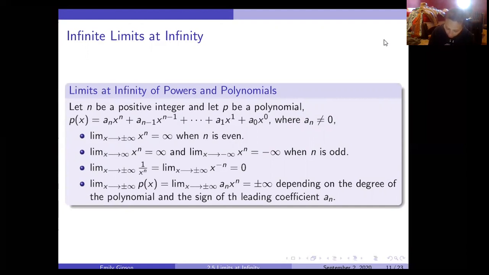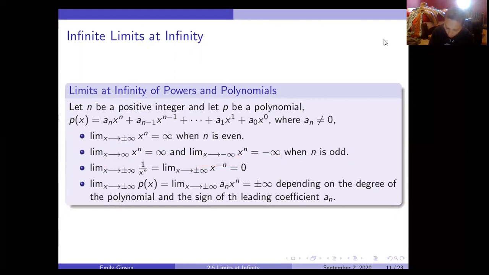So the limit of our function x to the power n when n is even, as we approach positive or negative infinity, equals infinity. And that's where we saw the graph of x squared, x to the fourth, and x to the sixth. Now the limit as x approaches positive infinity when n is odd, that is x cubed, x to the fifth, x to the seventh, we approach positive infinity. And as x approaches negative infinity, we approach negative infinity. So those are some hard and fast rules.